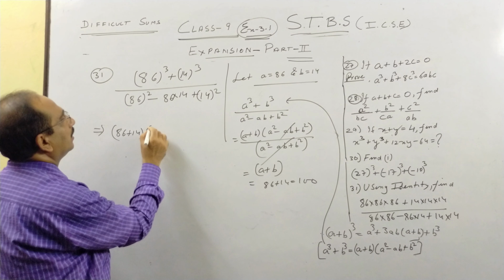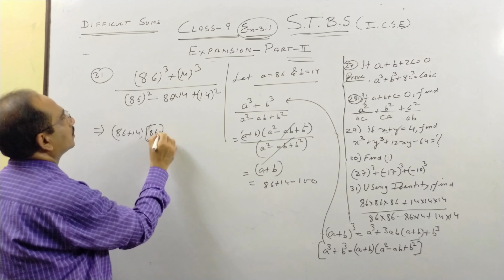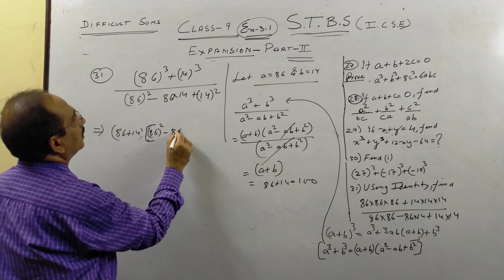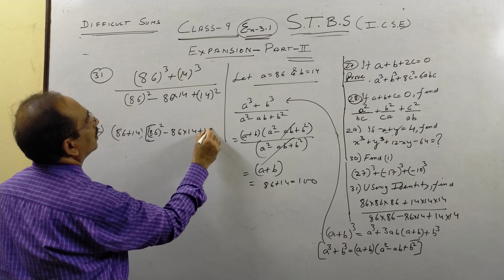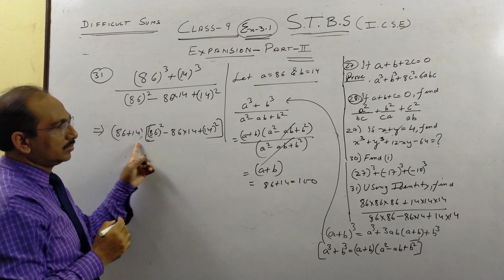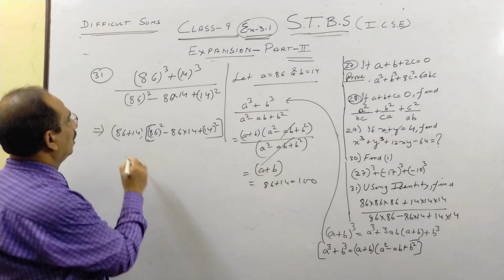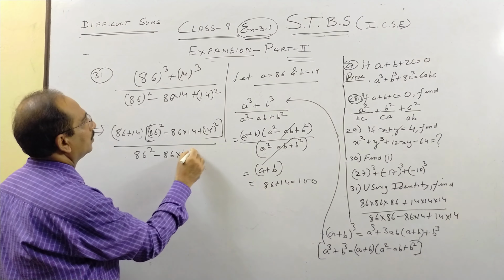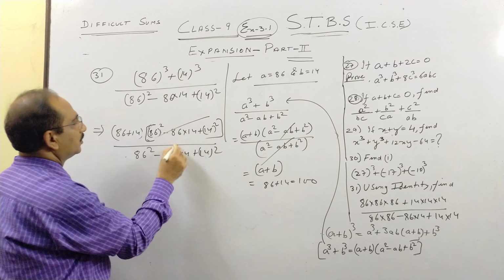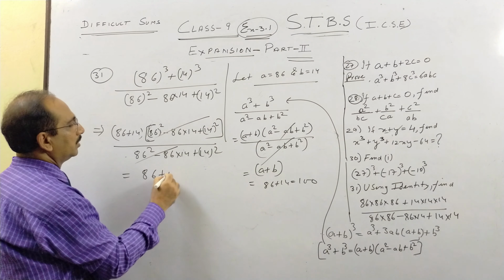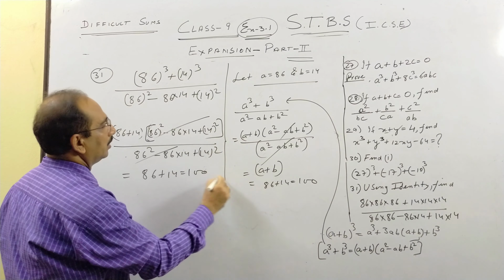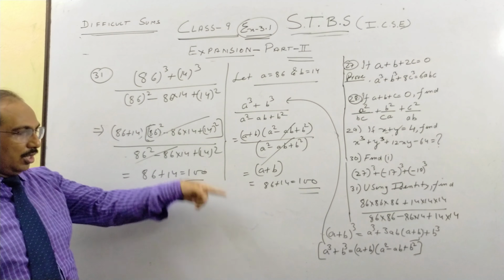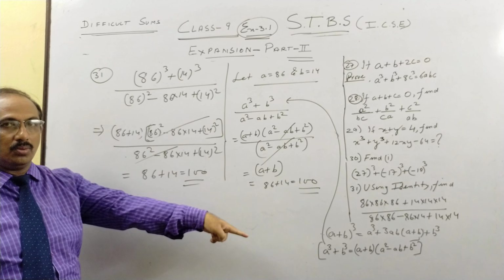So here I'll put a big bracket, 86 square minus 86 into 14 plus 14 square, upon 86 square minus 86 into 14 plus 14 square. This fully cancels. 86 plus 14 is equal to 100. So in both ways I have shown you how we apply the formula of A cube plus B cube.